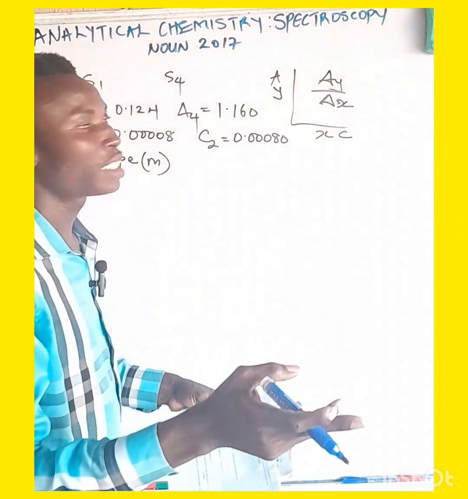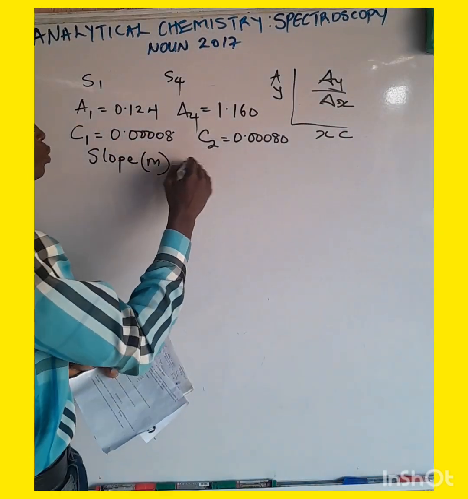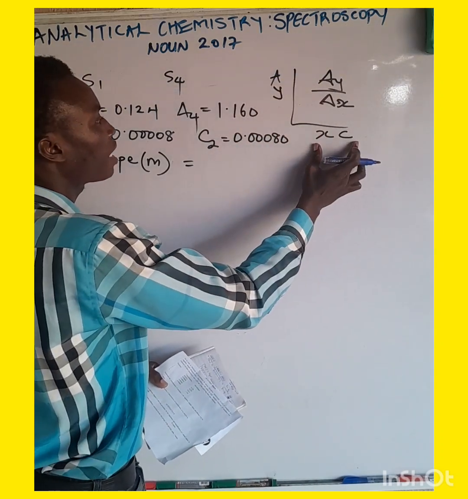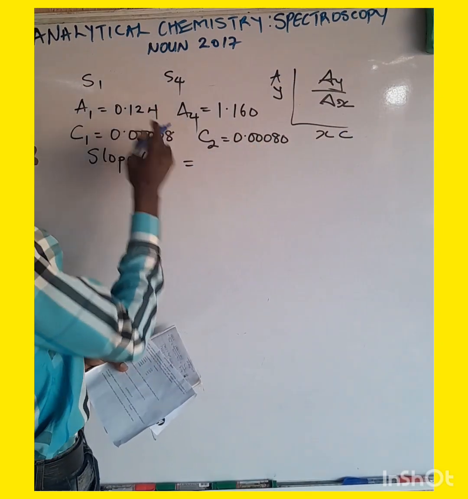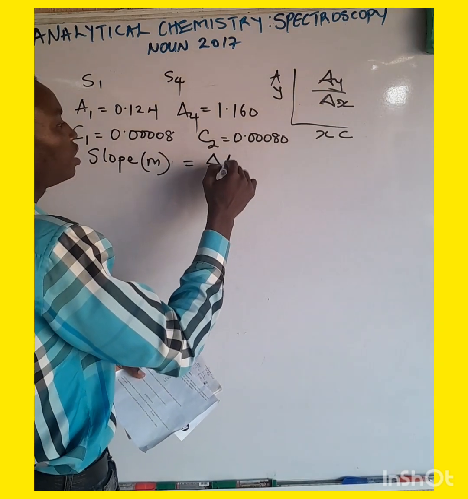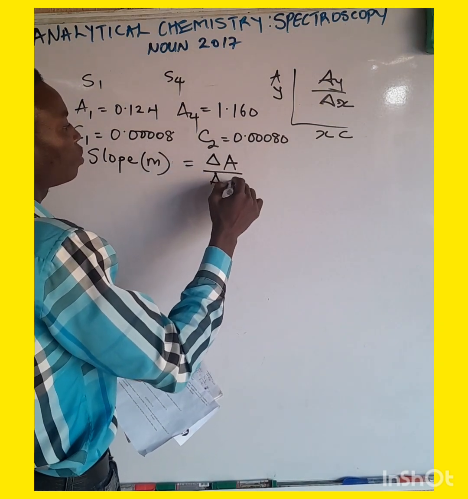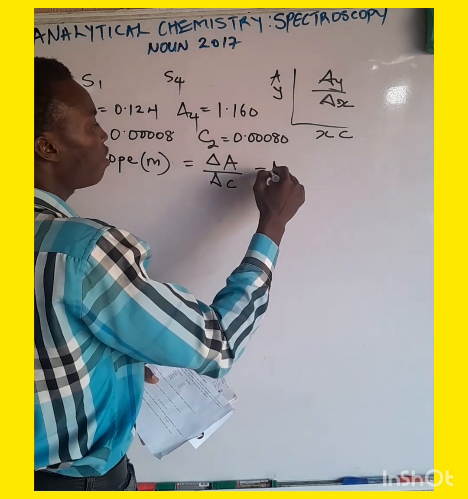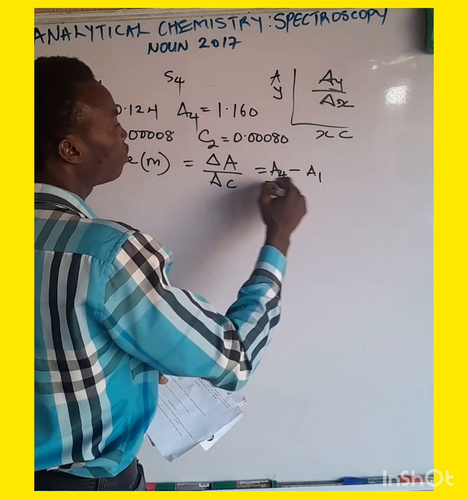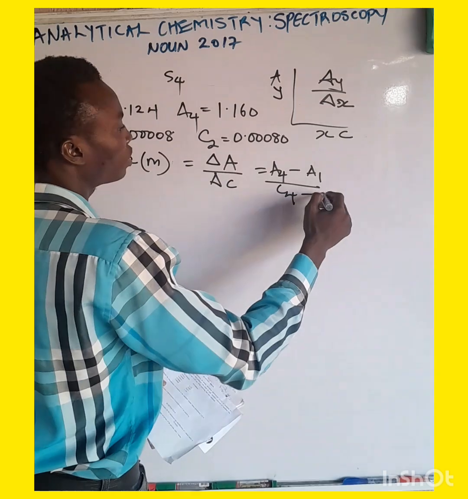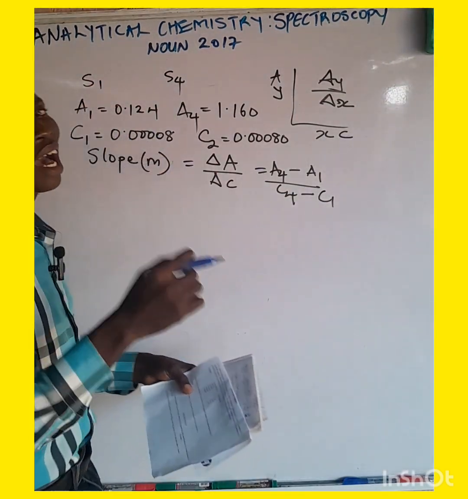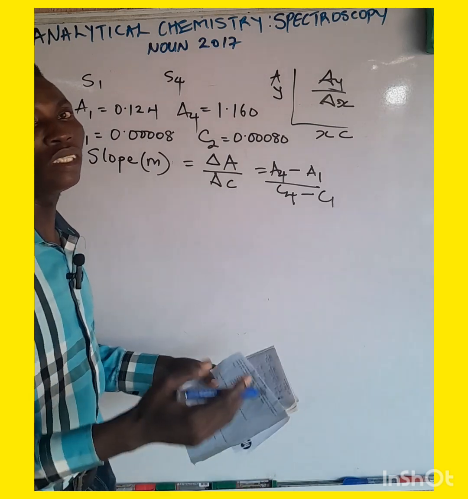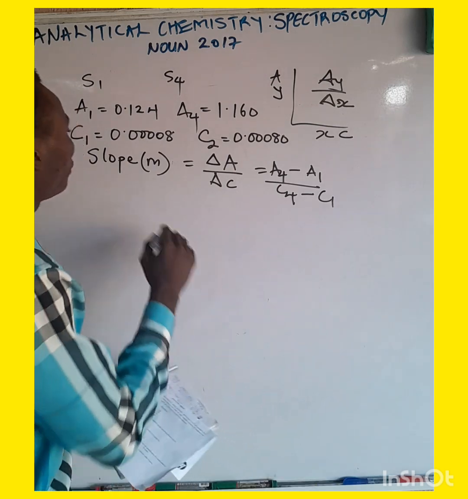So that's how mathematics explains it. This time around, our slope will be, since our y is this part here and our x is this part here, the change in A over the change in C, which is equal to our change in A, that will be A4 minus A1, over C4 minus C1, which we obtain from our standard. Take note of that. We are using just like the range, taking away the lowest value from the highest value.